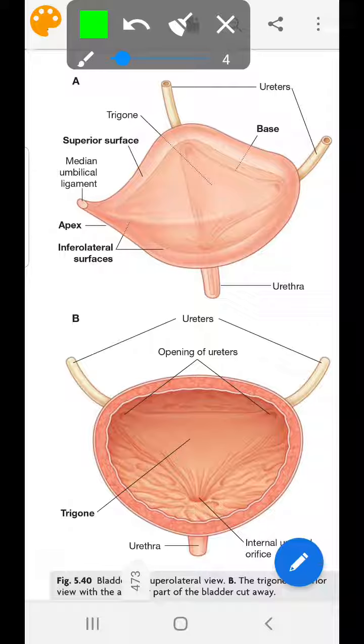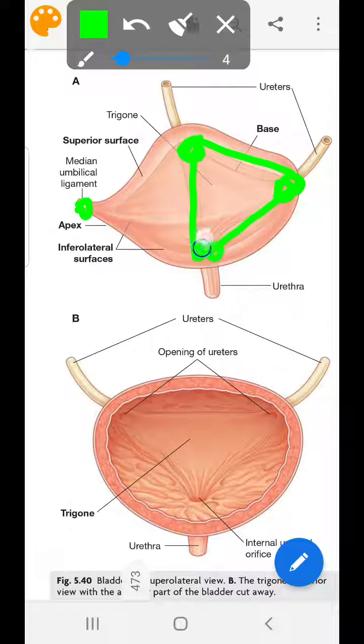The apex of the bladder, which is this part right here, is directed towards the top of the pubic symphysis, and it's attached to a structure known as the median umbilical ligament. And the base, which is sort of an inverted triangle, represented over here, has two points where the two ureters enter from above, and a point below from where the urethra exits.